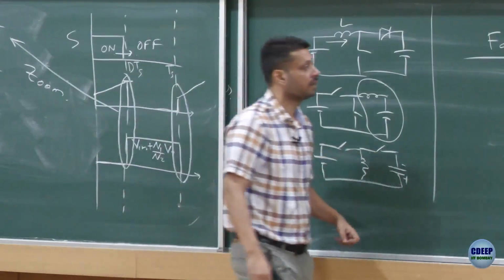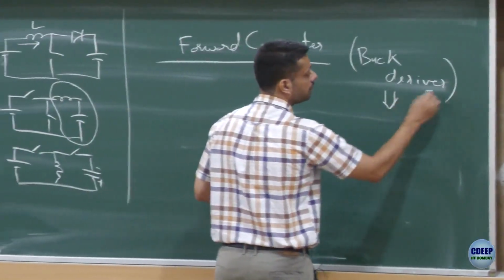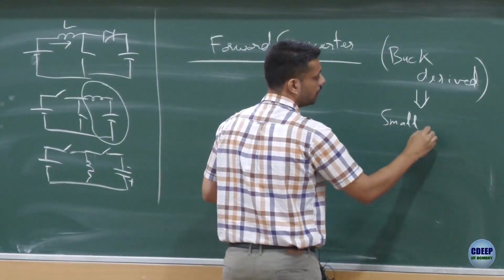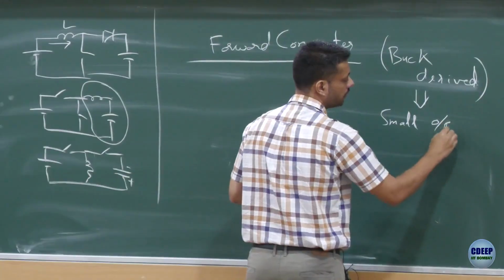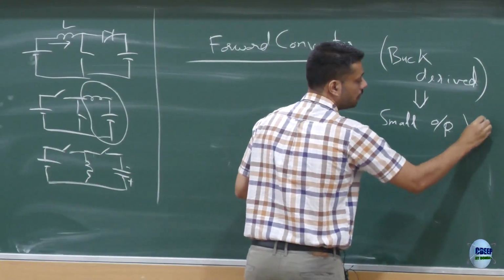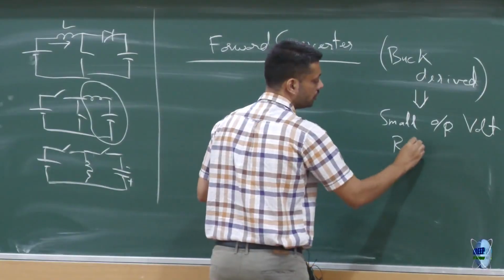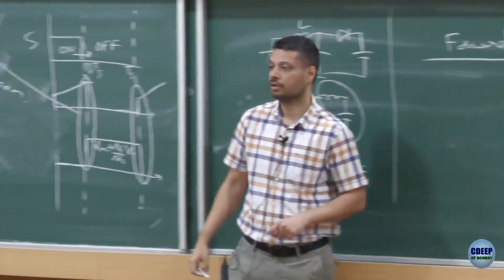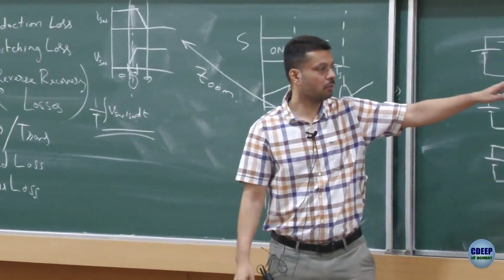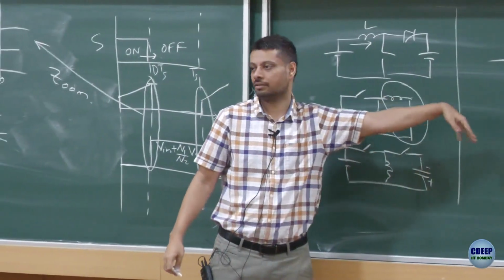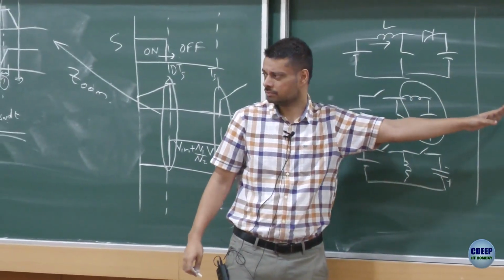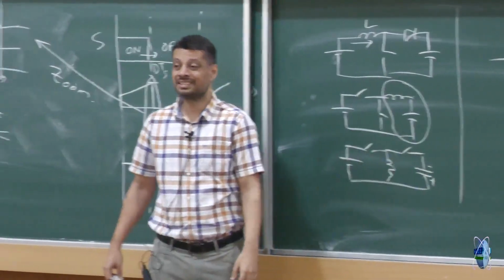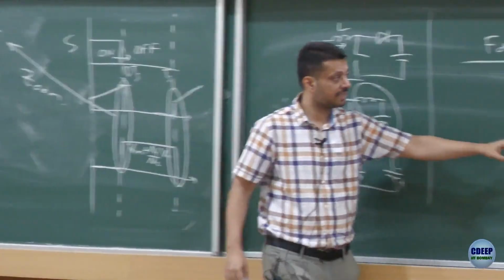Is that okay? Buck derived, and therefore small output voltage ripple. Alright, of course it does require a little bit more components, which we will see. You guys know forward converter, na? Yes? No? Okay. It requires more components, which we will see, but still we go for it because of this advantage.